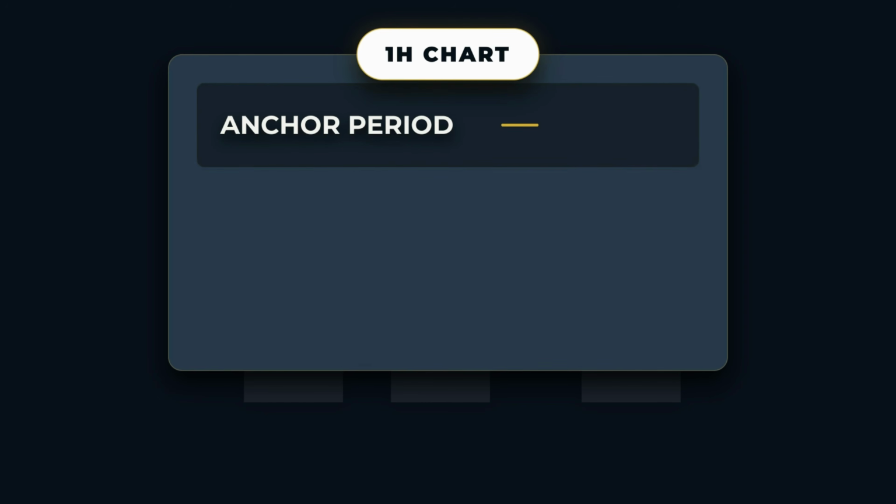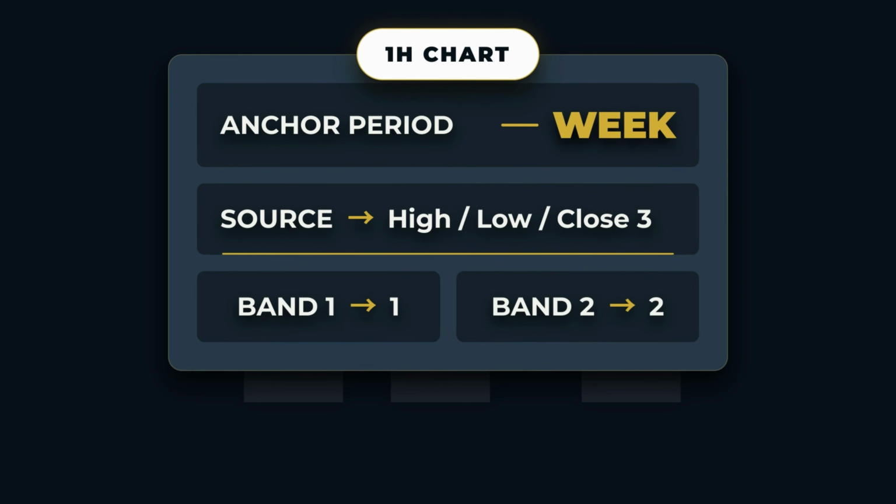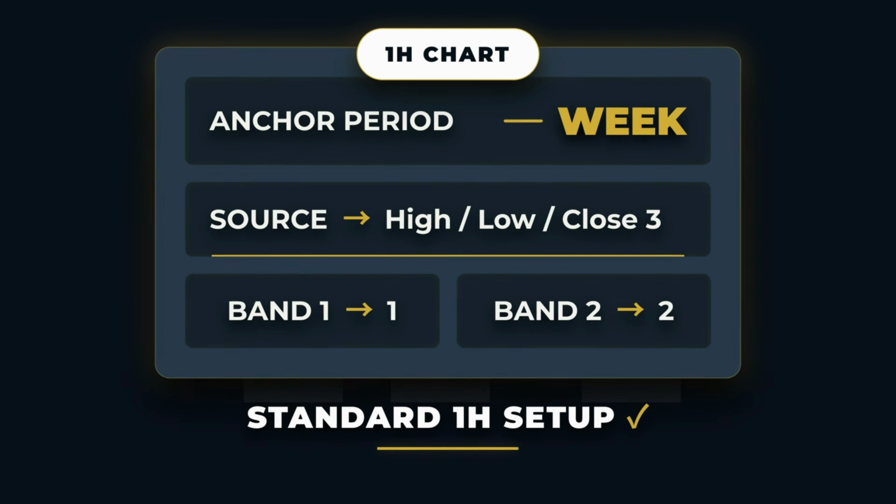So we're going to be switching the anchor to make sure you guys are still able to day trade. For the anchor period, I want you guys to set it to week this time. The source is going to be staying at high, low, close 3. Band number 1 is going to be at 1. Band number 2 is at number 2. And that is your standard 1-hour setup.